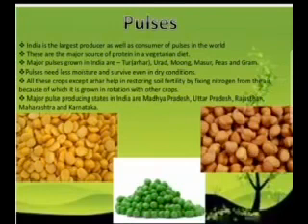These are the major source of protein in a vegetarian diet. Major pulses grown in India are tur or arhar, urad, moong, masoor, peas, and gram. Pulses need less moisture and survive even in dry conditions. All these crops except arhar help in restoring soil fertility by fixing nitrogen from the air, because of which it is grown in rotation with other crops.